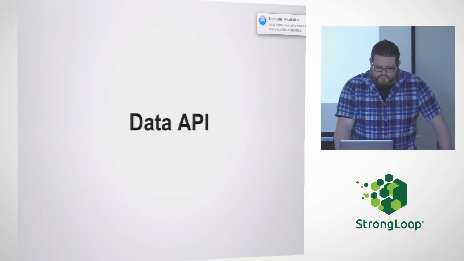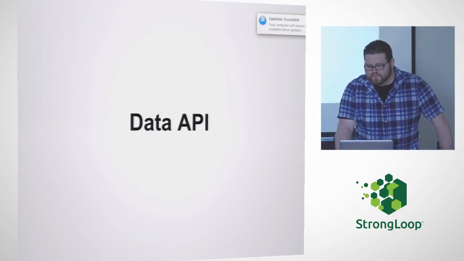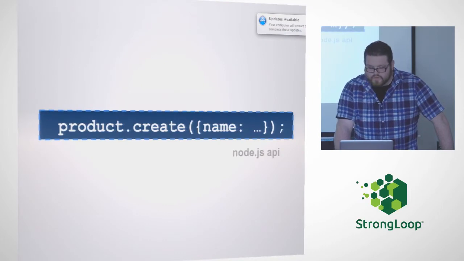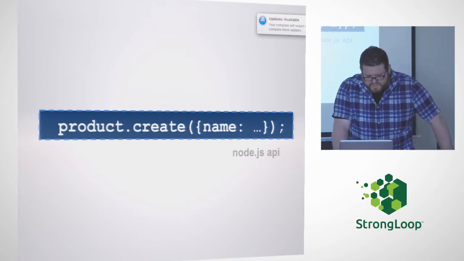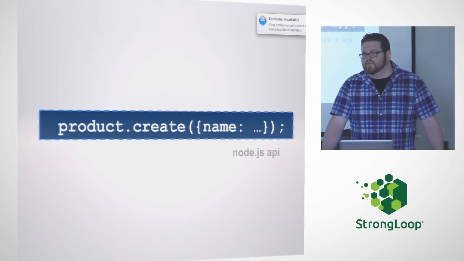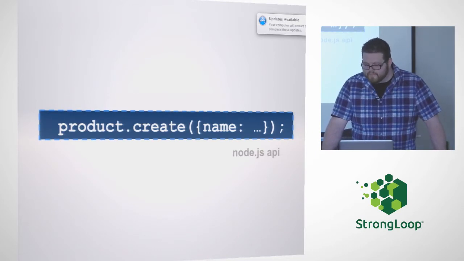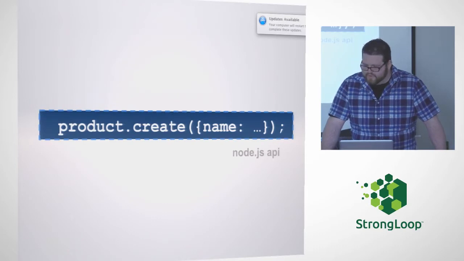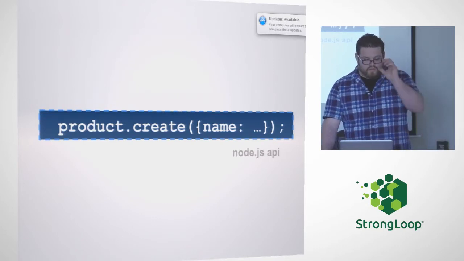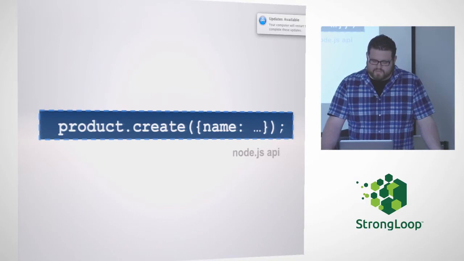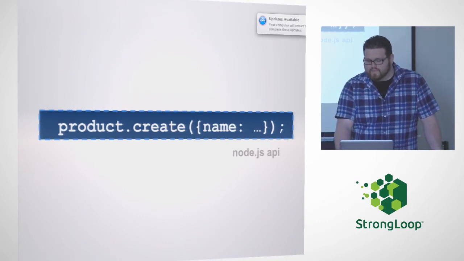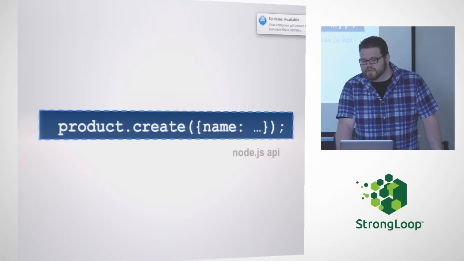Once you create either an open or a strict model that's attached to a database, you get the data API. Essentially, it should be familiar to anyone that's used any sort of ORM, like anything from Hibernate to Active Record. It's that same style of API, but it's directly available on the model. So this example is inserting an object into the database.